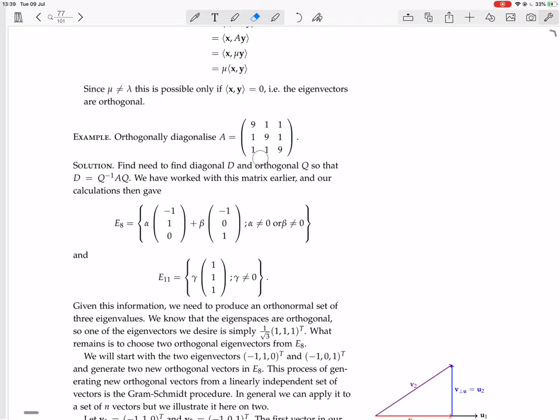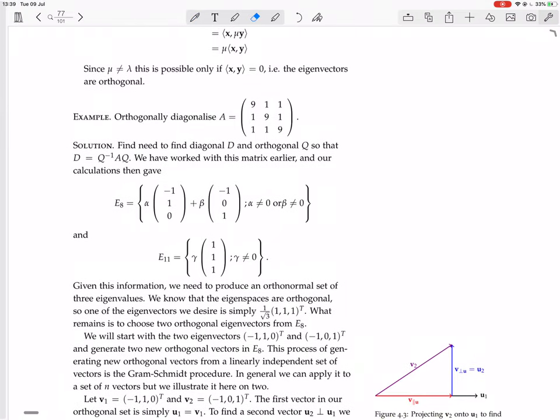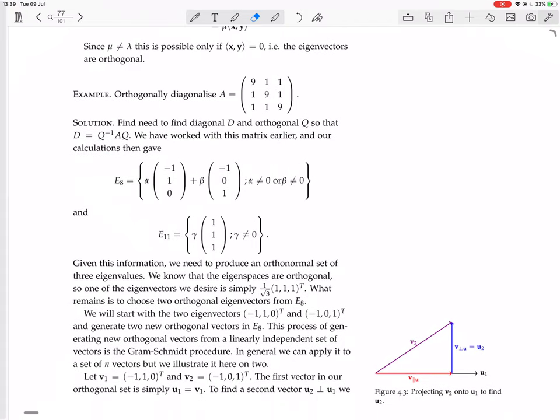Here, orthogonally diagonalize this matrix A. You can see it's symmetric, so it must be orthogonally diagonalizable. Now, we've worked with this matrix earlier, so our calculations then gave, for the eigenvalue 8, an eigenspace spanned by the vectors (-1, 1, 0) and (-1, 0, 1), and for the eigenvalue 11, an eigenspace spanned by the vector (1, 1, 1).